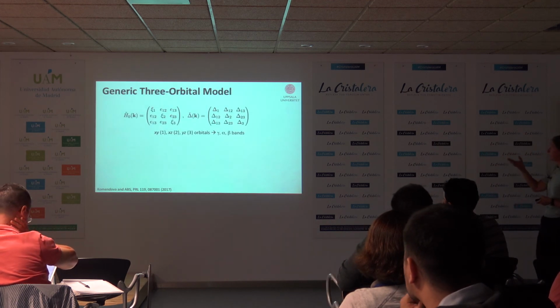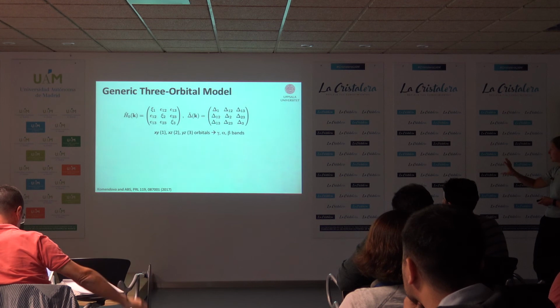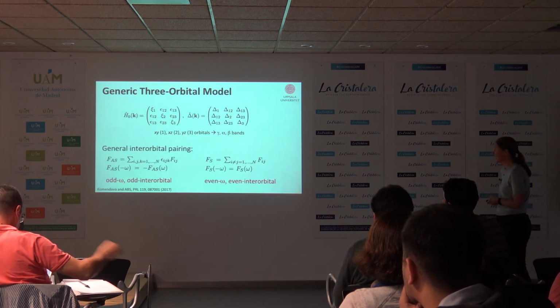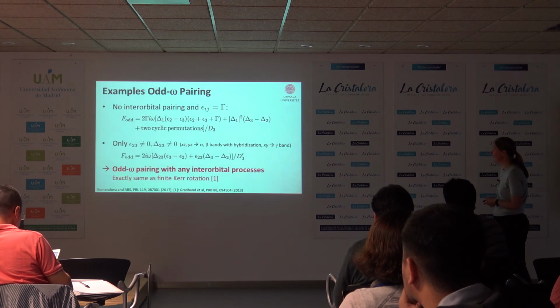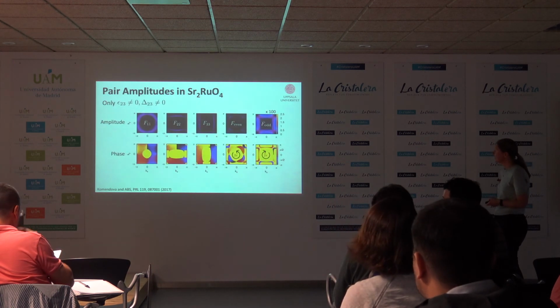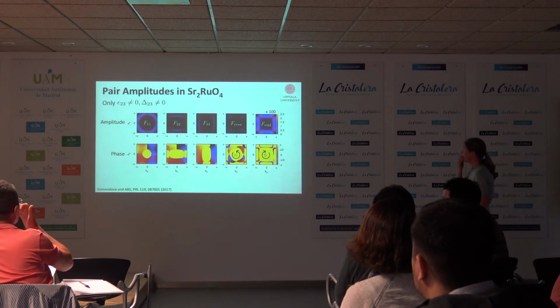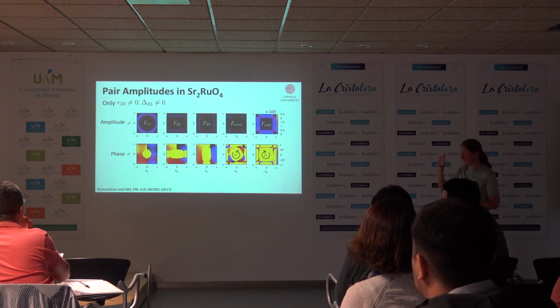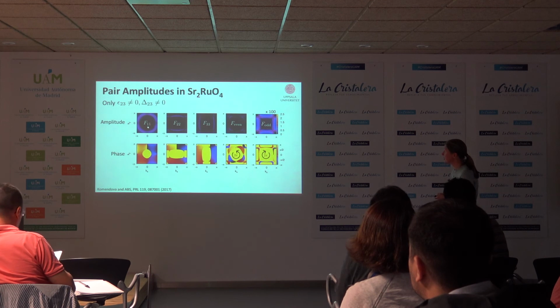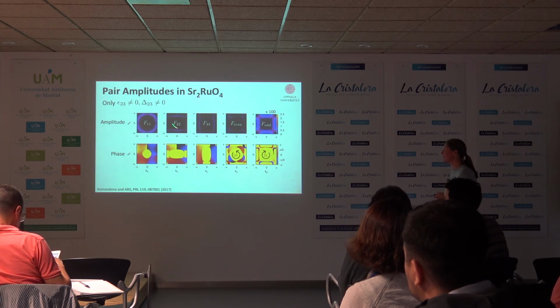You can do this with a 3-orbital model too. In the interest of time, let me just say that it works out, and you can compare with a similar expression for the Kerr rotation. It's a little bit more complicated, but it all works out. And if you want to look at what it looks like when you plot this in reciprocal space, here's the pairing on each of the 3 bands, band 1, orbital 1, 2, and 3.